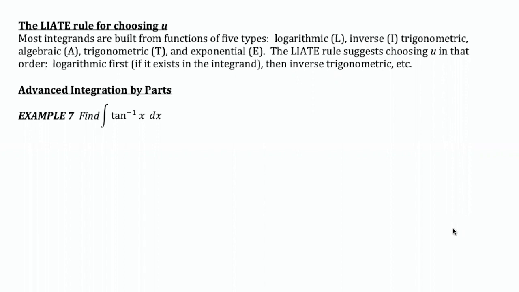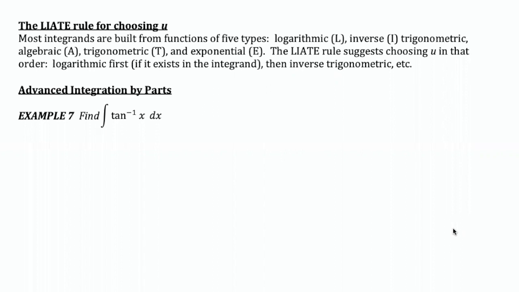Here's a rule that you may find helpful when you're trying to figure out what to let u be and what your dv should be. Most integrands are built from functions of five types: logarithmic, inverse trigonometric, algebraic, trigonometric, and exponential. The LIATE rule suggests choosing u in that order.